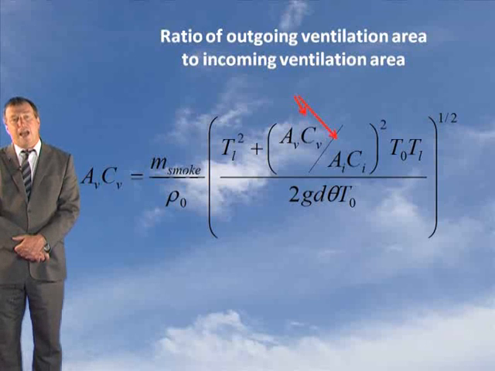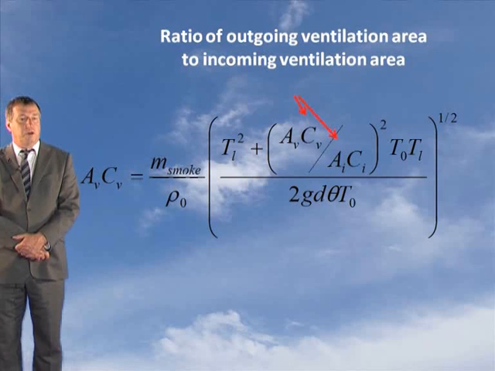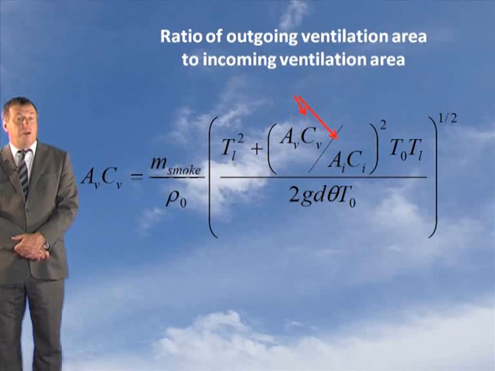AVCV divided by AICI is the ratio of outlets to inlets. Provided that all reservoirs in the building have the same area of ventilation within them, this ratio is in practice 1 divided by the number of reservoirs minus 1. It's the fire-affected reservoir divided by the rest of the reservoirs.